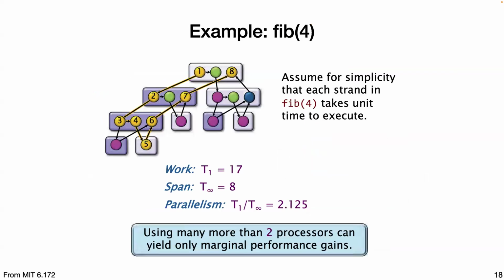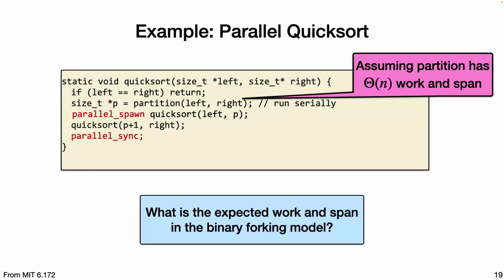Okay, so going back to the example we had in the beginning of fib, the work is 17, the span is 8, and the parallelism is a little bit more than 2. So for this particular call of fib of 4, even if you had more than 2 processors, it wouldn't really help you. Is that good so far?